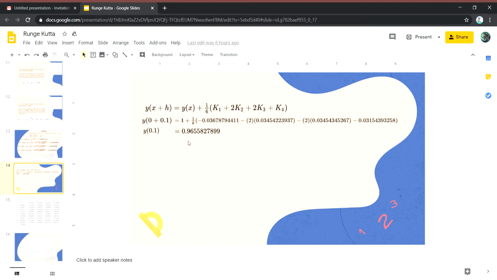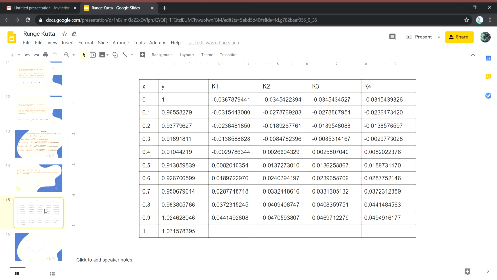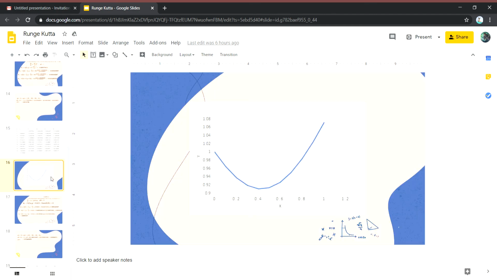So you can see here y(0.1) equal to 0.9655827899, and this is the table for x, y, k1, k2, k3 and k4, and this is the graph that was made by us. So you can see the shape of the line.